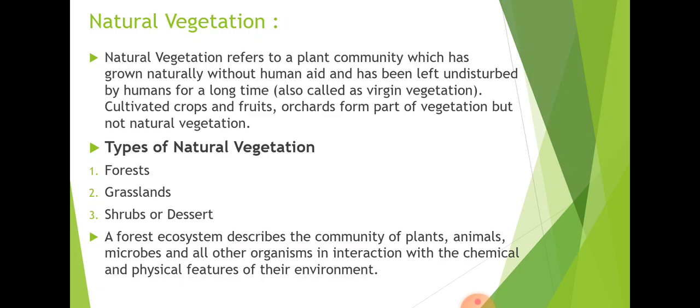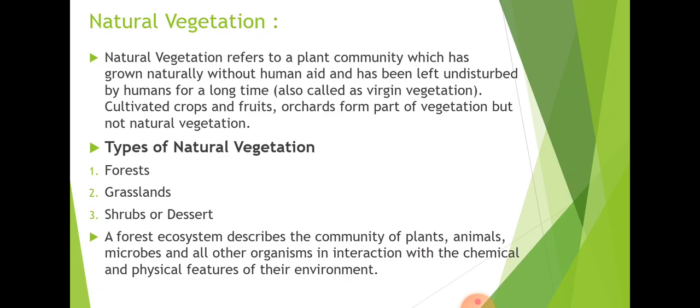Here you have to understand that where human interference is there, like when we grow crops, fruits and various things, these are not considered as natural vegetation. They are only considered as vegetation, greenery, but there is human interference while growing the crops, fruits and other things. So they are considered as vegetation, not natural vegetation.